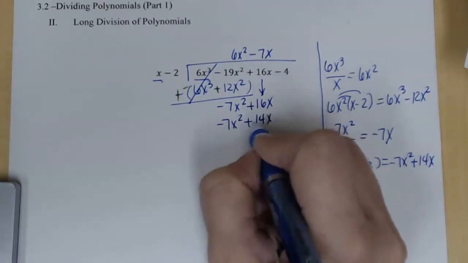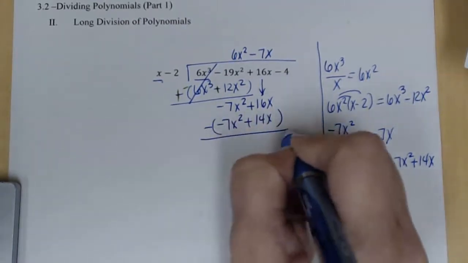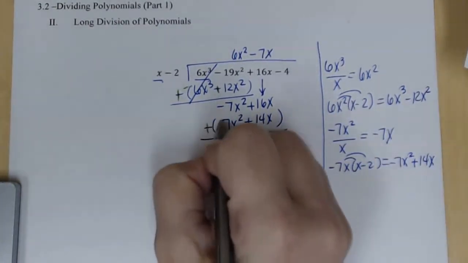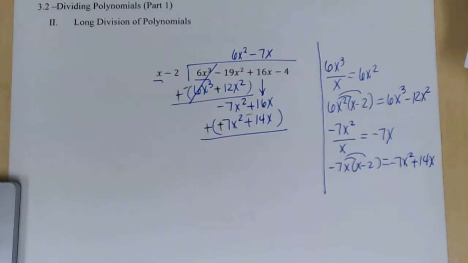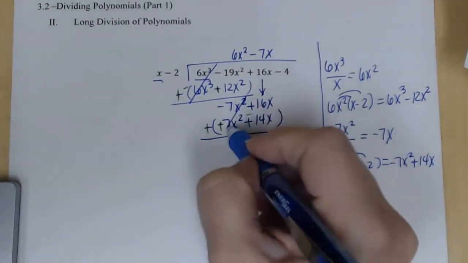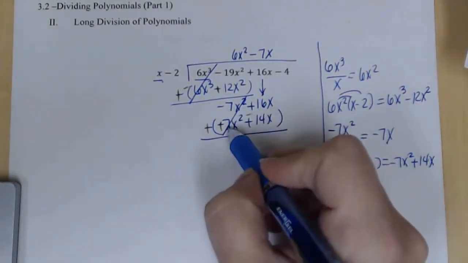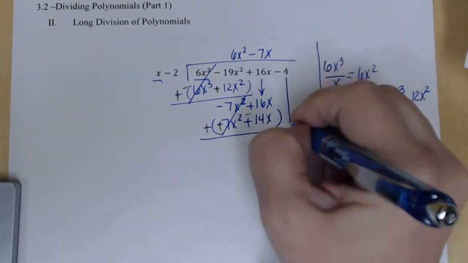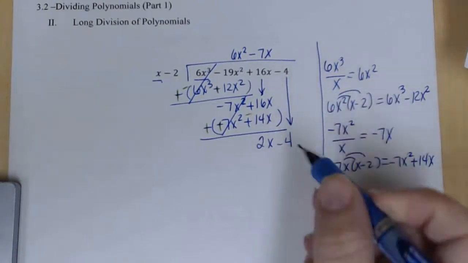Don't try to do it in your head. You are very smart. You're taking a college level math class. You are a smart individual. But take precautions. Be very detailed with your work. Because now when I subtract this, I want to change all my signs. And that's where the small mistakes happen. Negative 7, positive 7 cancel. 16 and negative 14 give me 2x. And I bring down the next term, minus 4.